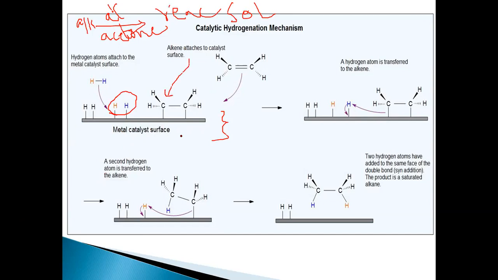surface of the metal catalyst now, and then step by step the hydrogen is added one by one to this alkene, and the unsaturation is removed. So the second hydrogen atom is transferred to the alkene. In this case, the first hydrogen atom is transferred here, and a saturated compound is formed here. And as addition is taking place from the same side of the molecule, that is syn addition is taking place here, the cis product is formed in this reaction because the addition is taking place from the same side of the molecule.